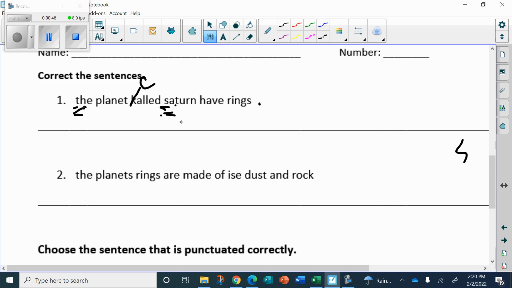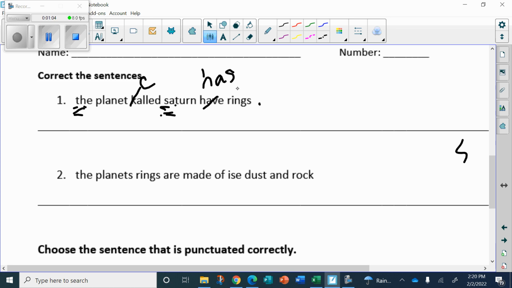The planet called Saturn have rings. The planet called Saturn has rings. We can hear it with our ears that it doesn't sound right. The subject and the verb do not agree. Okay. All right, let's go to the next one.